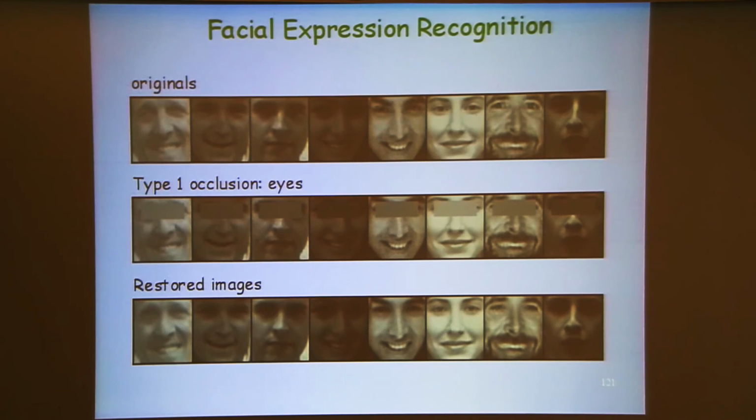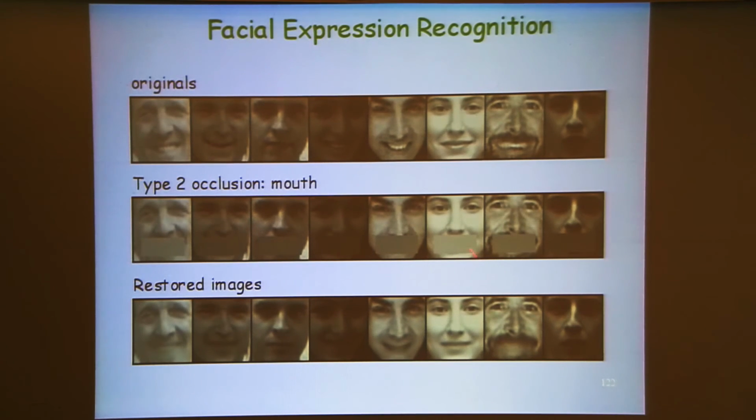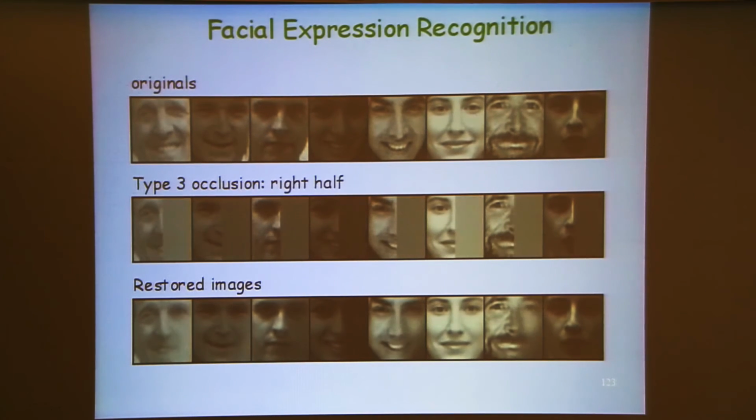And on the second row, there are images that have been occluded at the eyes, right? And below here, there are the restored images where we guess what the eyes are. And this is another example where we occlude the right part of the mouth. See, in some cases, it does a very good job.